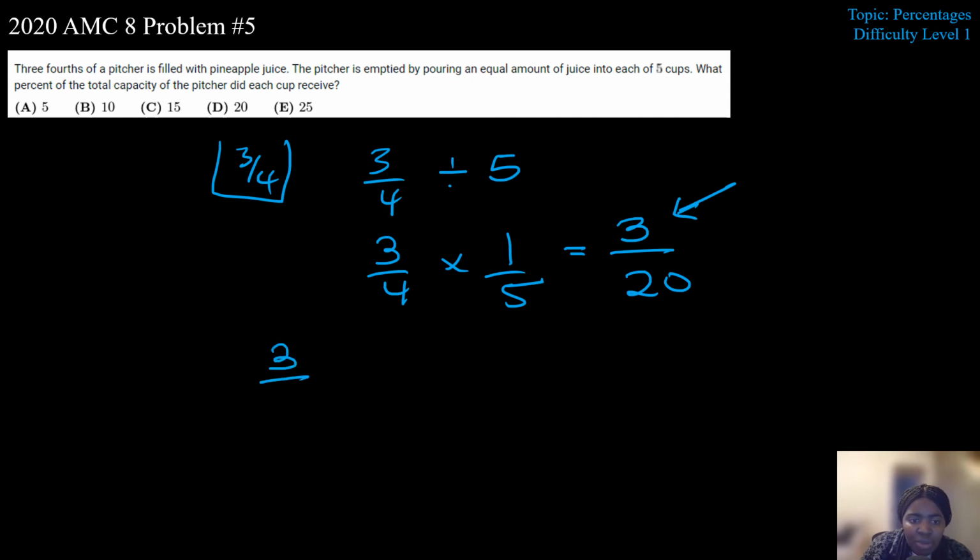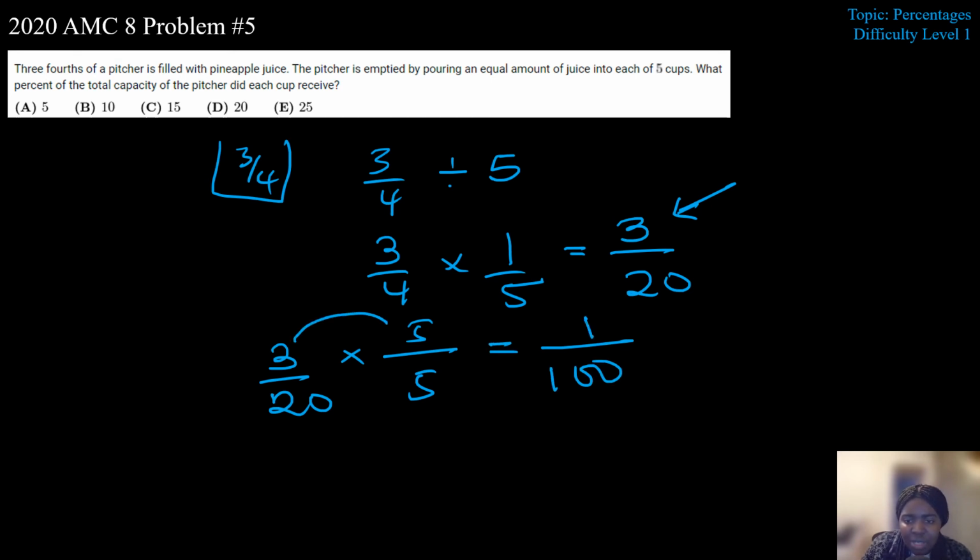Okay, so let's see. It's 3 out of 20. And as a percentage, we can multiply by 5/5, right? Because if we multiply that denominator, we get something over 100, and percent just means out of 100. And so when we multiply the top, 3 times 5, we get 15. So this is 15%. Yep, each one will receive 15%.